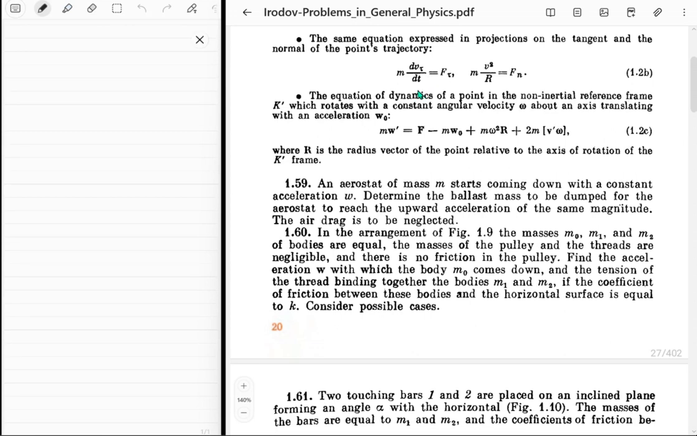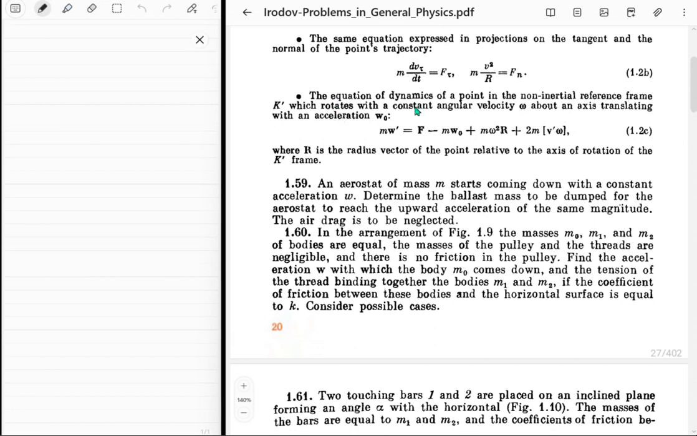So dV upon dt should just be the magnitude of V. So that times m, right? That's equal to F tangential, of course. Makes sense, yes. It does make sense.